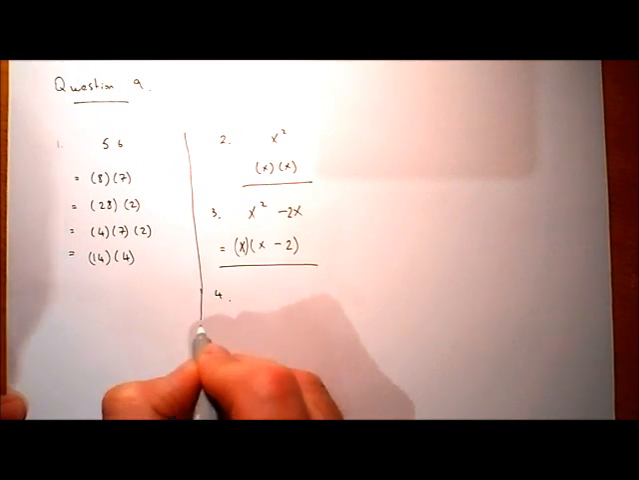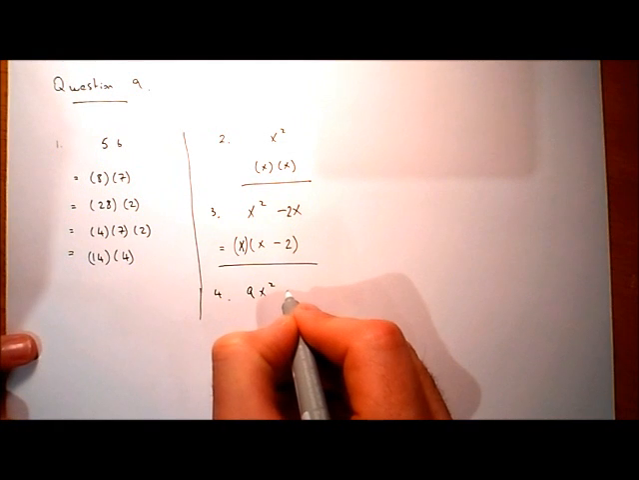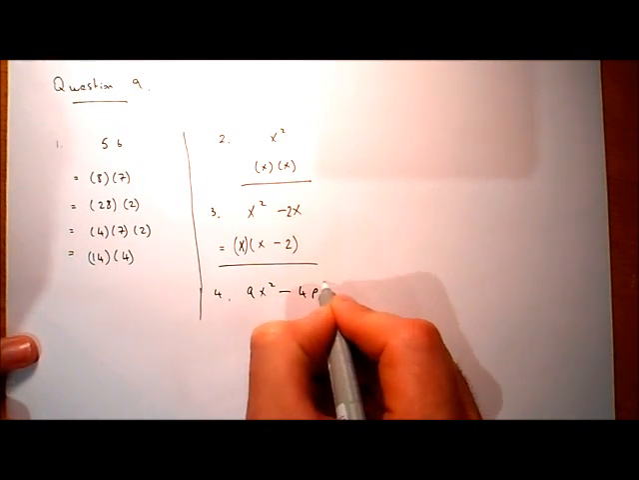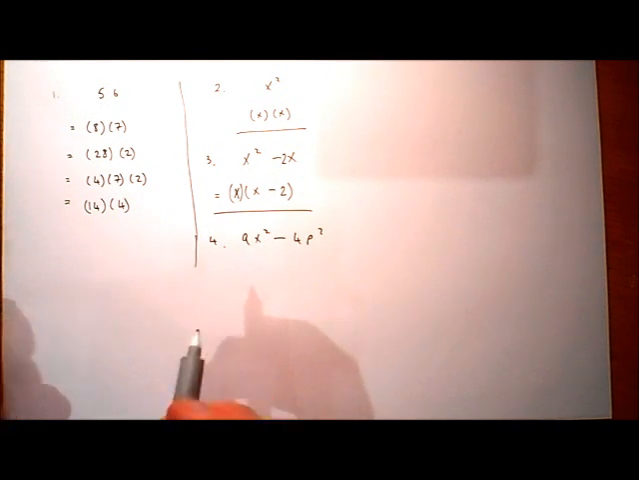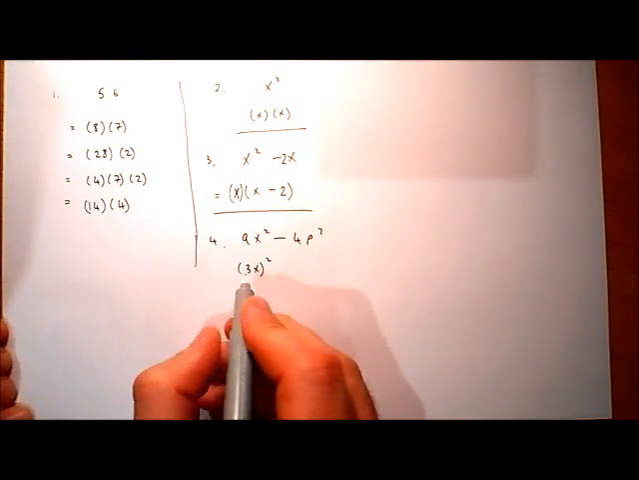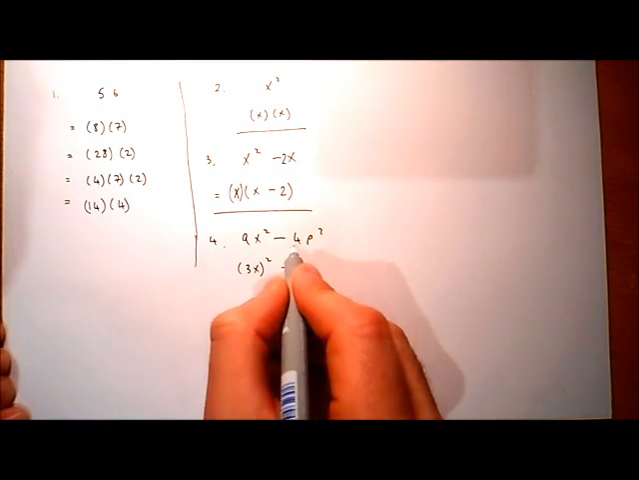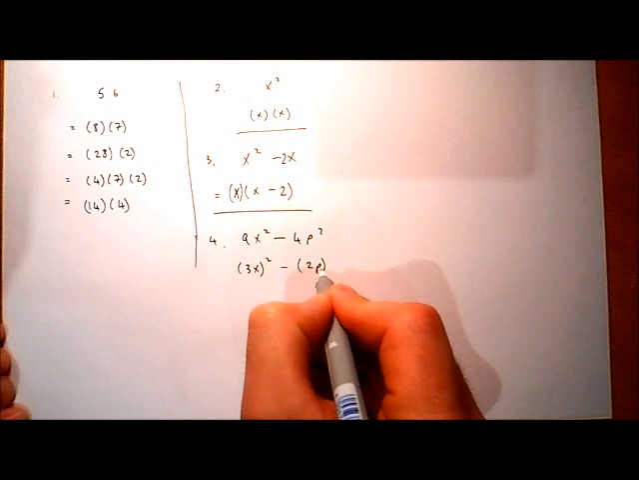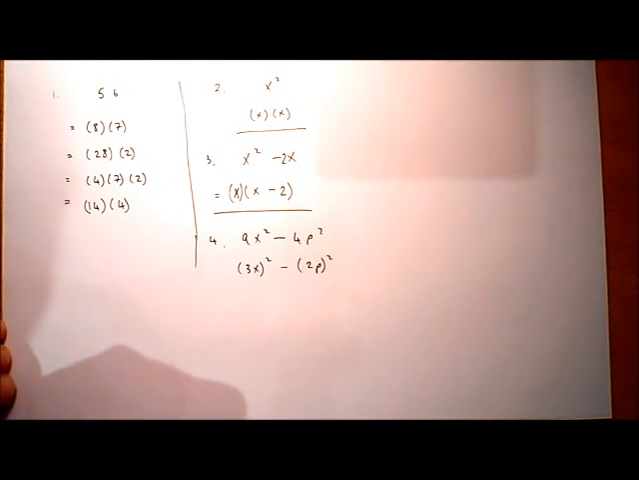The fourth one, what do we have to factorize? We have 9x squared minus 4p squared. The first thing you should notice is that 9 and 4 are both square numbers. So another way to write 9x squared is 3x all squared, because 3 by 3 gives 9 and x by x gives x squared. And another way to write 4p squared is 2p all squared, because 2 by 2 gives 4 and p by p gives p squared.